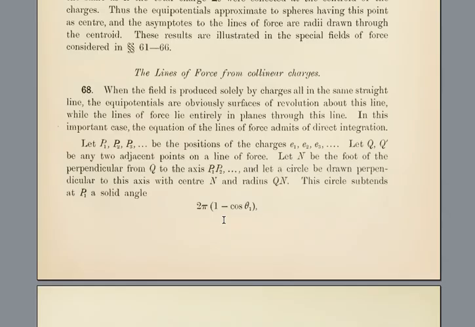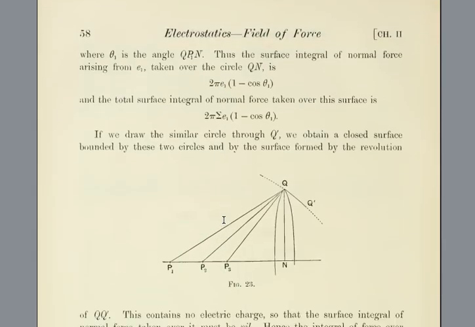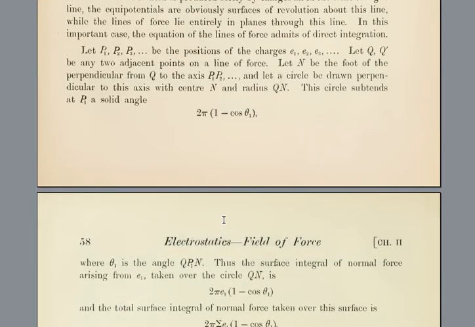Let positions p sub 1, p sub 2, p sub 3, and so on be the locations of the charges e sub 1, e sub 2, e sub 3, and so on. Let q and q prime be any two adjacent points on a line of force. Let n be the foot of the perpendicular from q to the axis joining the charges, and let a circle be drawn perpendicular to this axis with center n and radius qn.